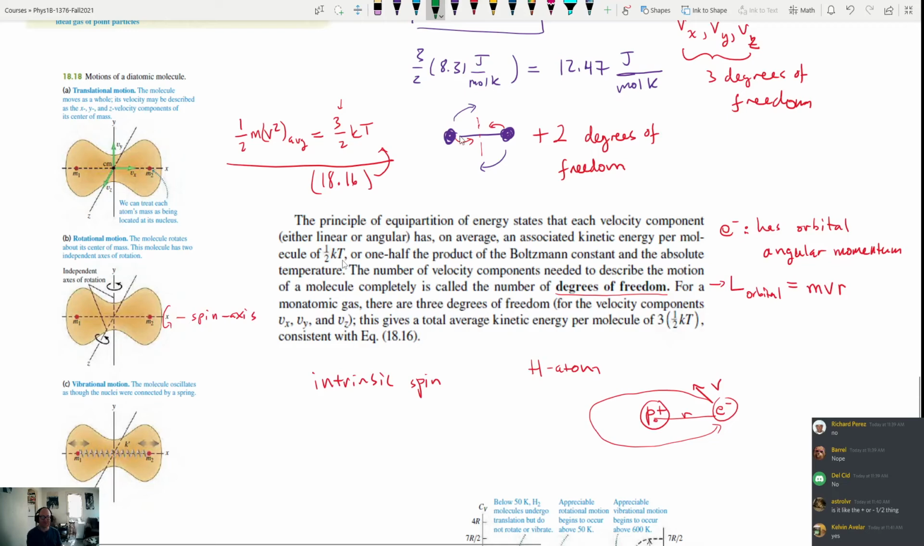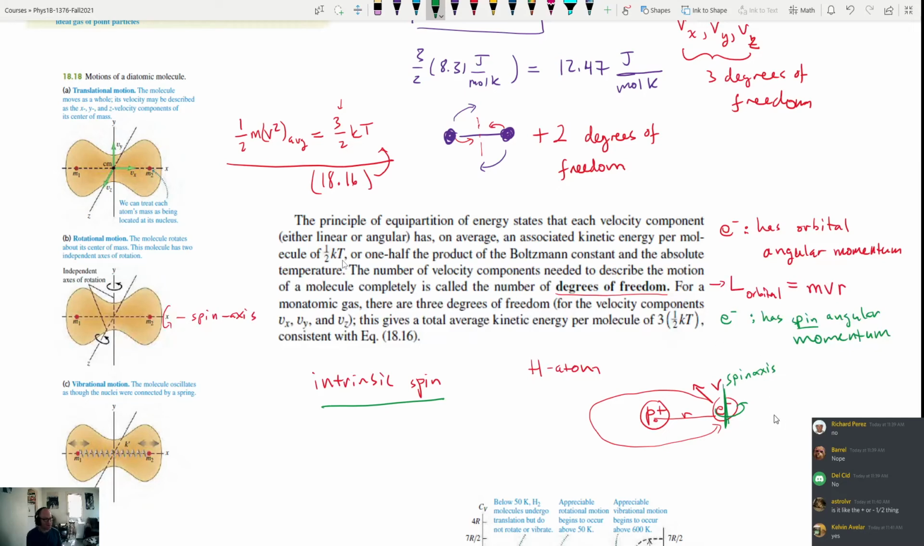But that's not the whole story. It turns out that these electrons also are spinning. So we'll call this the spin axis. The electrons themselves also have what's called intrinsic spin. So that's another type of angular momentum as well. So we can also say that our electron has spin angular momentum. And this type of spin is referred to as intrinsic spin. This spin here is the same thing as what I'm talking about as intrinsic spin. And this is because it's an intrinsic property of the electron.